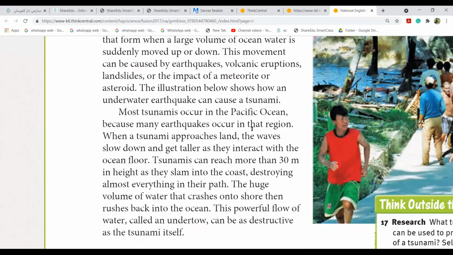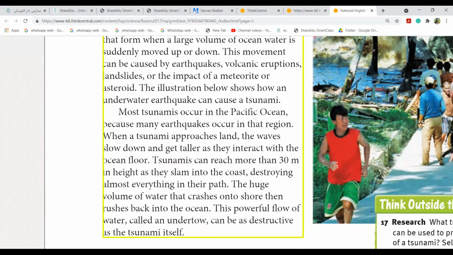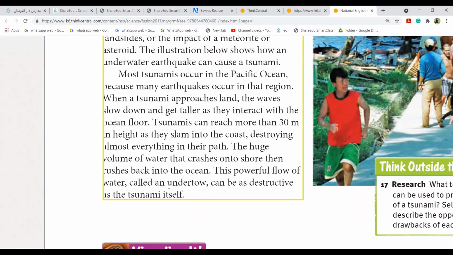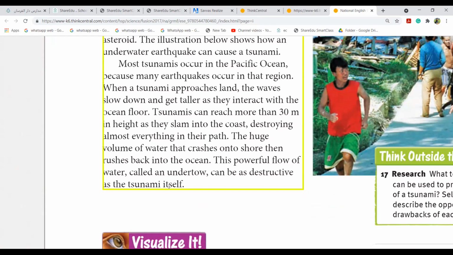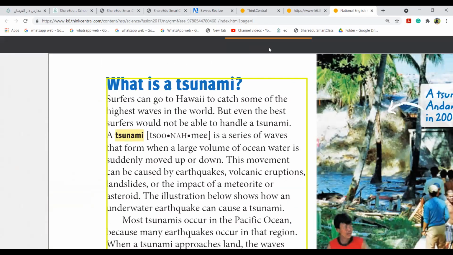Most tsunamis occur in the Pacific Ocean because many earthquakes occur in that region. Tsunamis can reach more than 30 meters in height as they slam into the coast. They destroy everything in their path. The huge volume of water crashes ashore, then rushes back into the ocean. This powerful flow of water is called undertow, and the destruction is as great as the tsunami itself. Let me show you this, Hawaii.